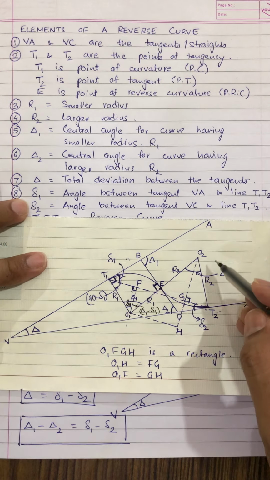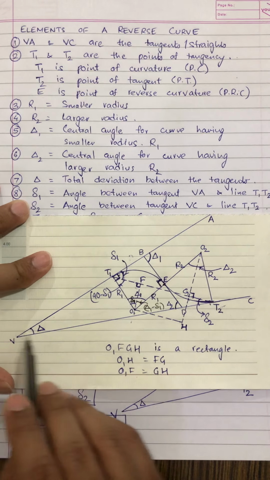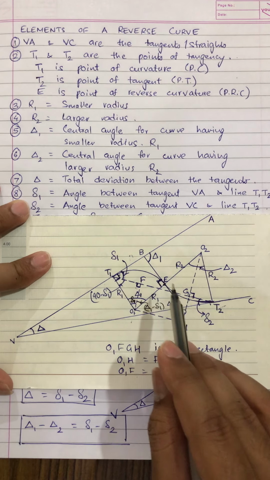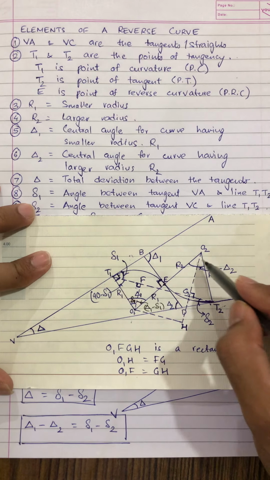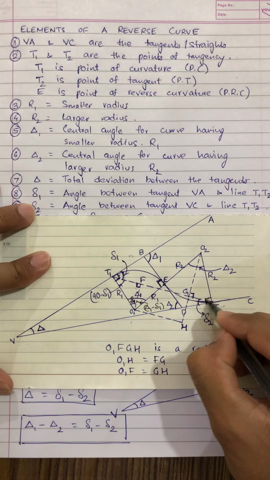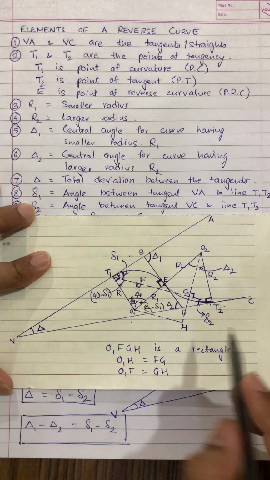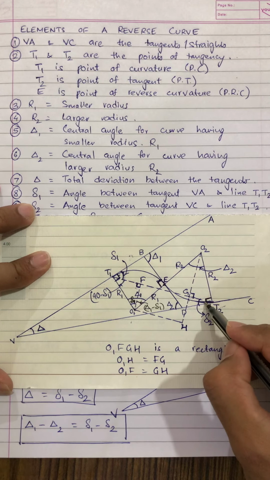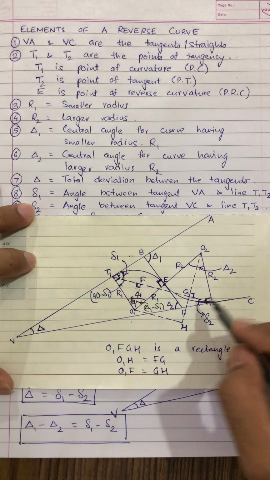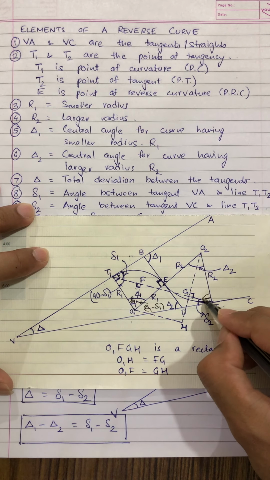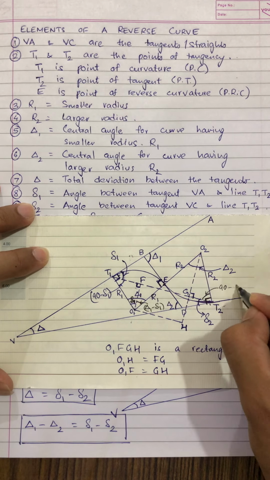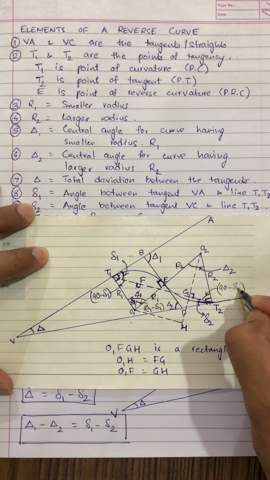Similarly, here this VC is the tangent to this curve T2E. So obviously this radius will be perpendicular to this tangent. Now if this is perpendicular to this and this angle is del 2, this angle will be 90 minus del 2.